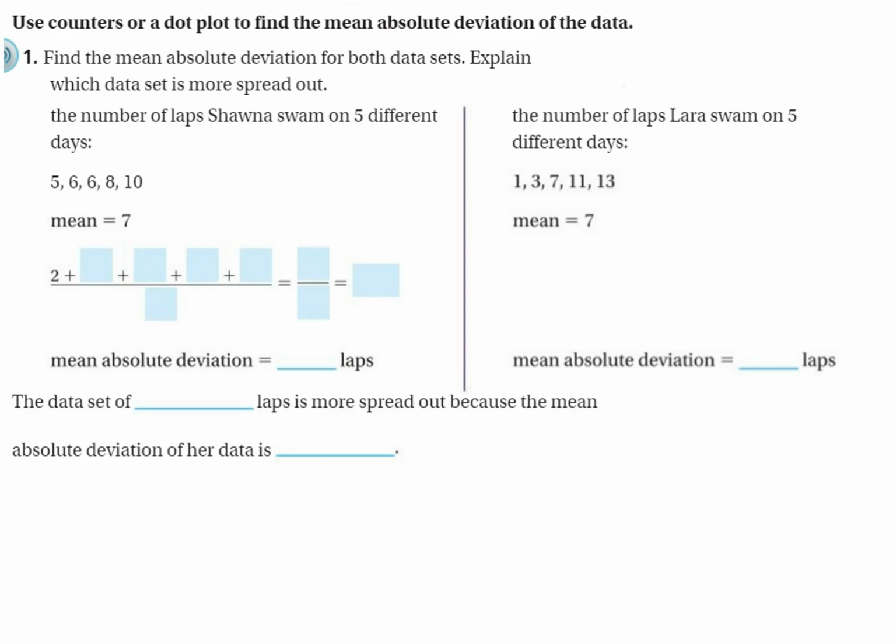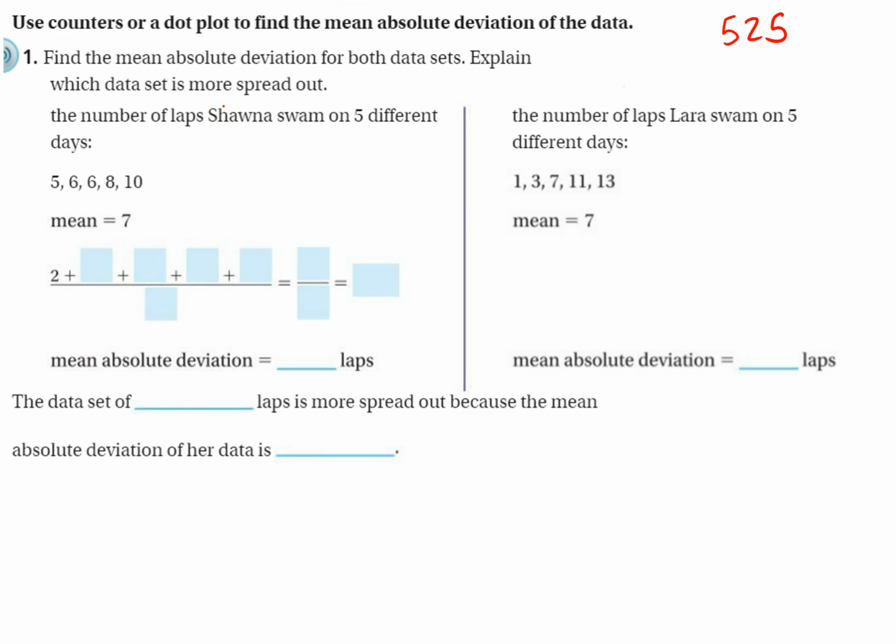All right, let's do some more practice. We're on the top of page 525. You can use your counters again, or a dot plot. You can use either one to find the mean absolute deviation of the data. Find the mean absolute deviation for both data sets.